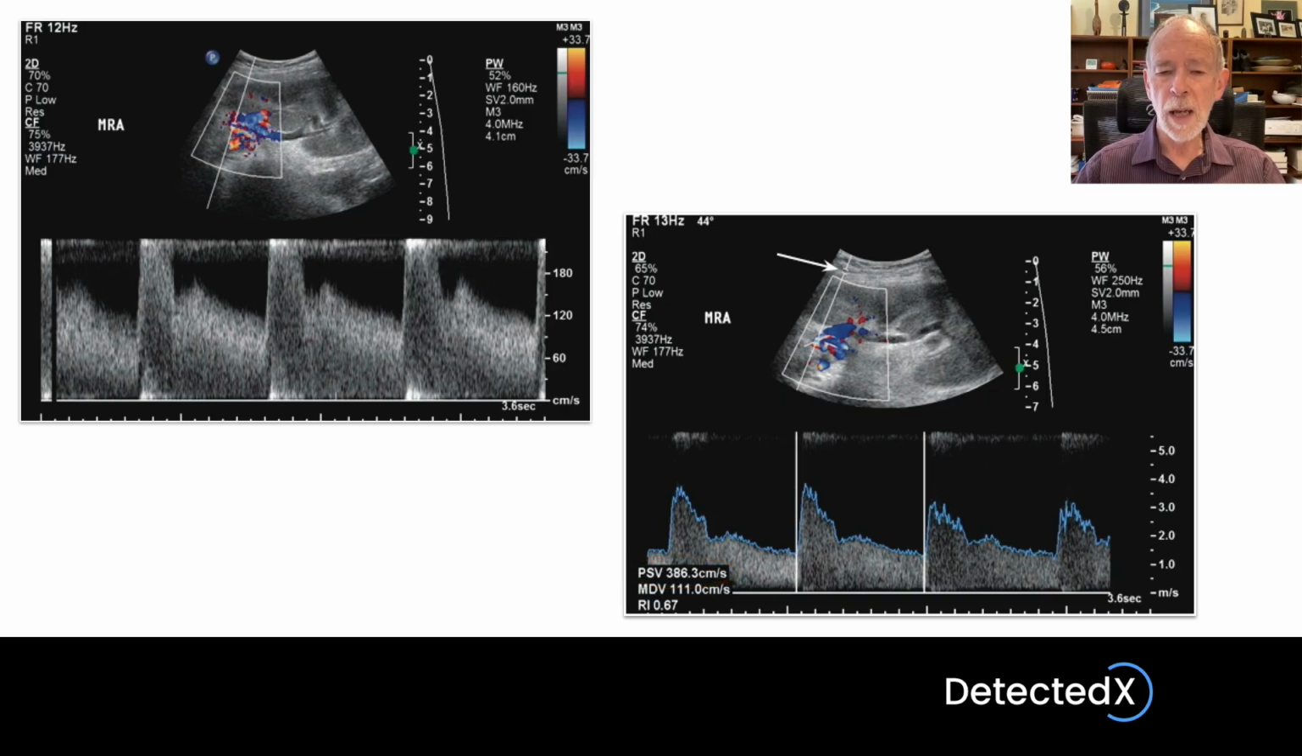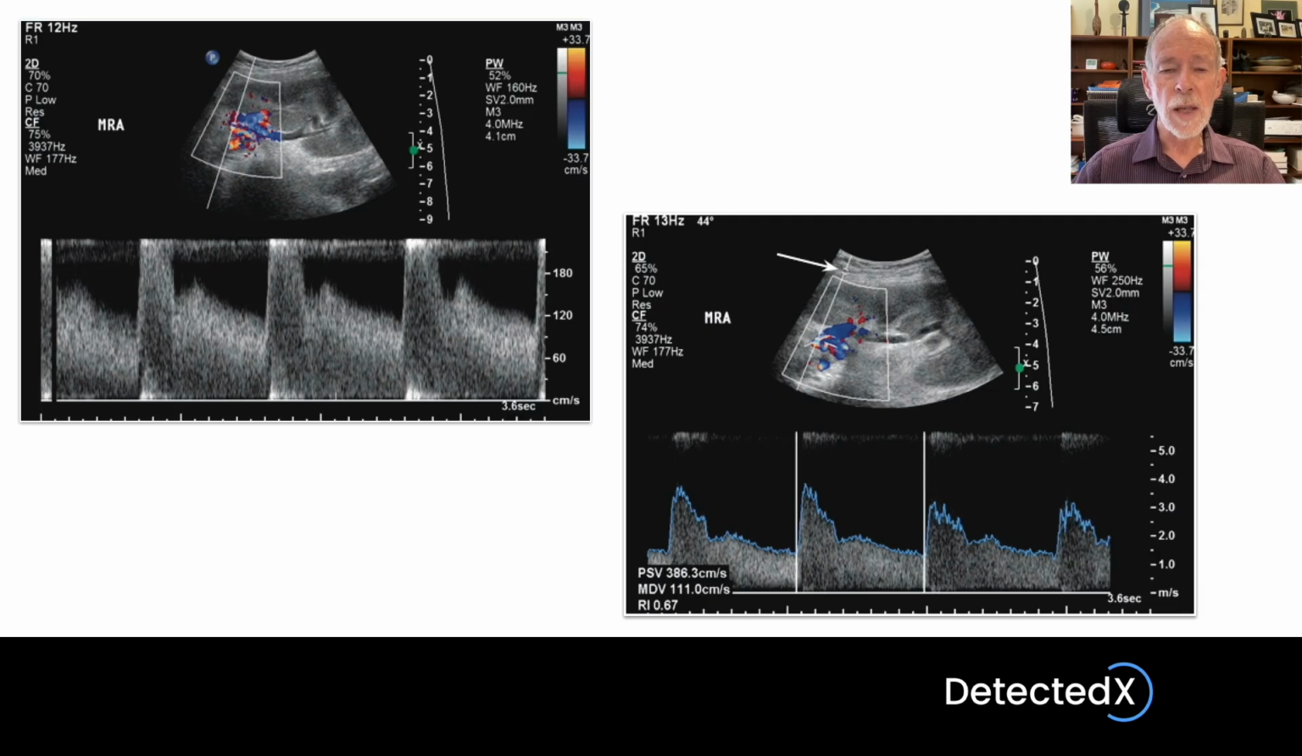Notice, by the way, how completely filled in this waveform is as well. So we have very high velocities, and we also have extreme spectral broadening, which fills in the waveform. These are the two hallmarks of stenotic disease: increased velocities and increased spectral broadening filling in the spectral waveform, and that indicates that there's chaotic and turbulent flow.